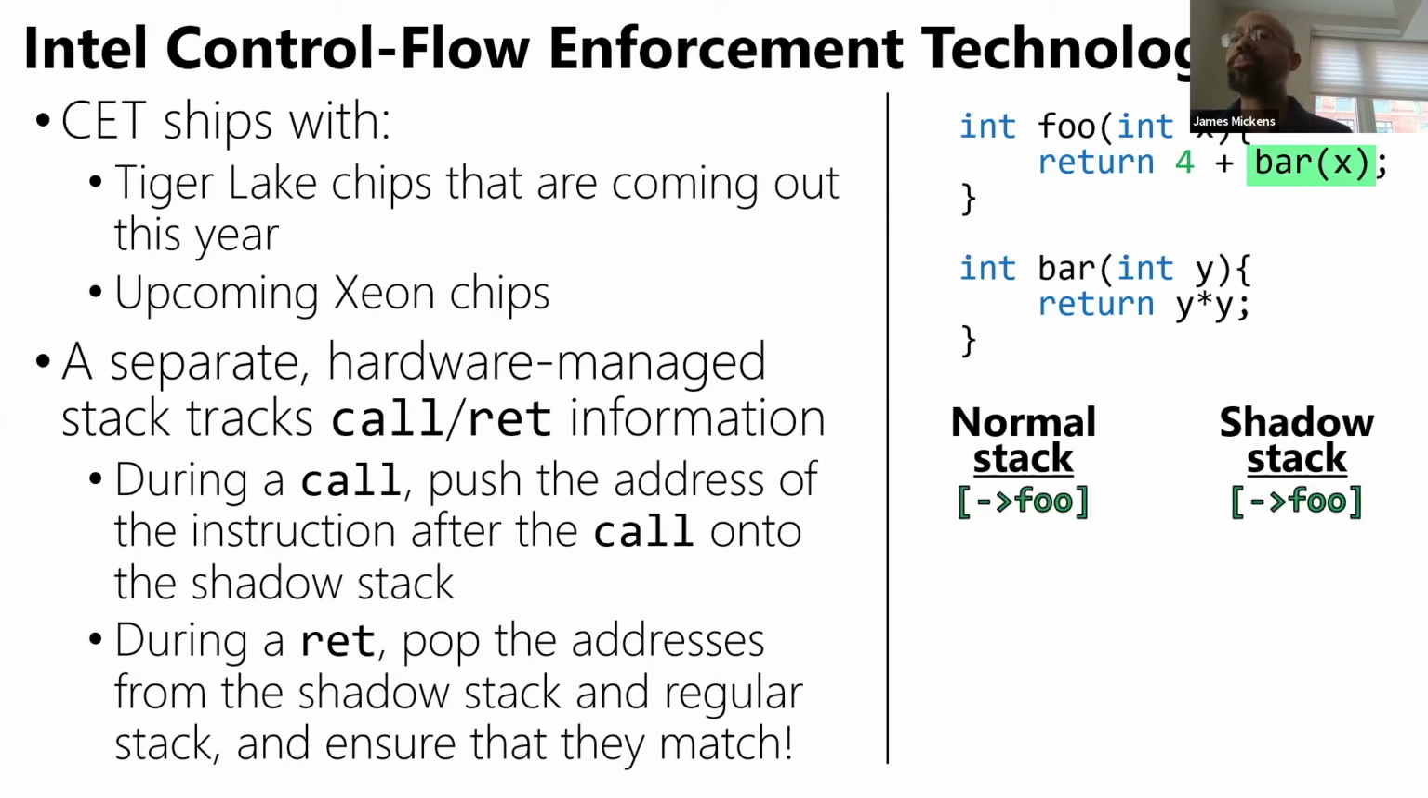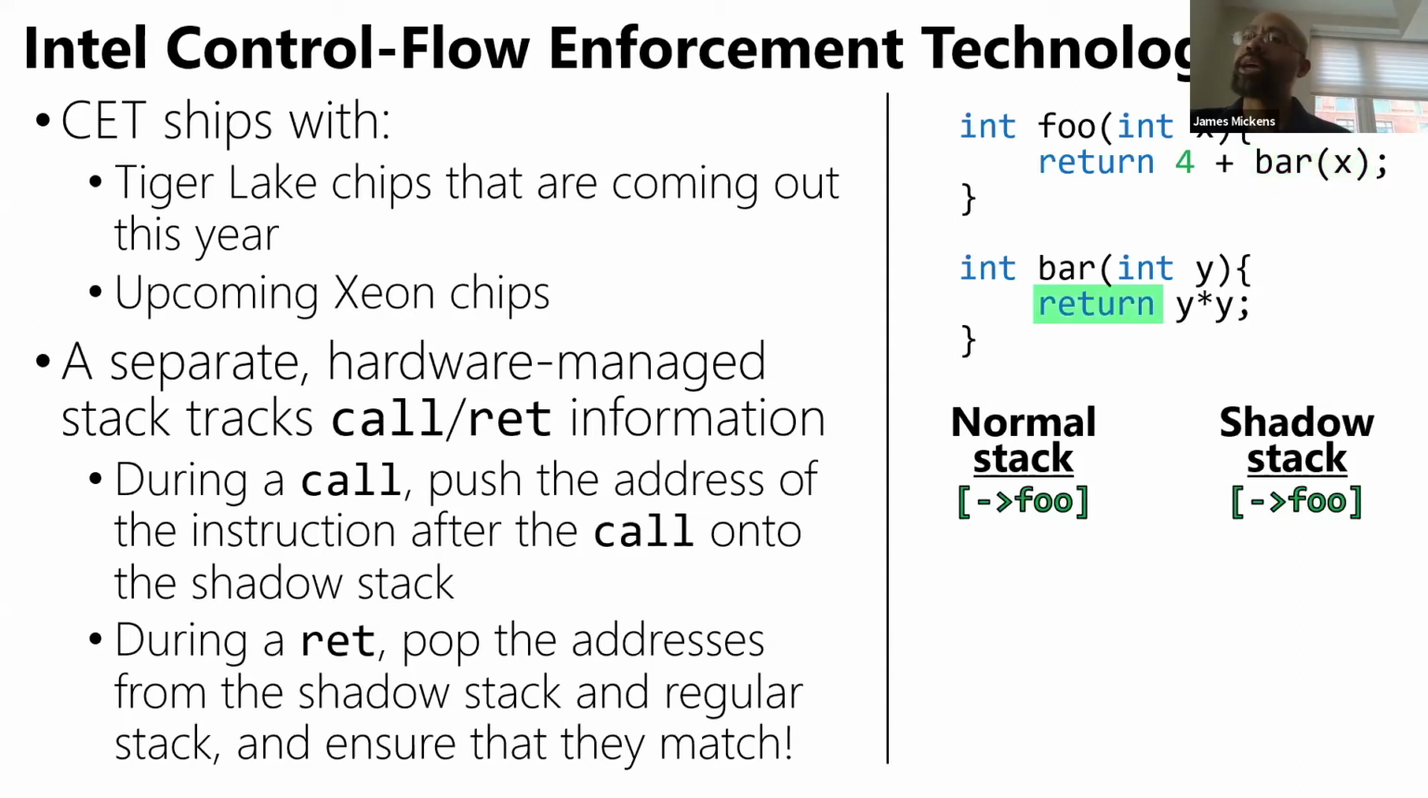So on the normal stack, we're going to push the return address onto the normal stack, and that return address is saying, hey, you should return back to foo. That's what that little arrow notation means. Meanwhile, when the call instruction executes, the hardware is going to automatically push the address of that legitimate return target onto the shadow stack. Okay, so the hardware does that automatically. Basically, the implementation of the call instruction is going to automatically place that correct return address onto the shadow stack.